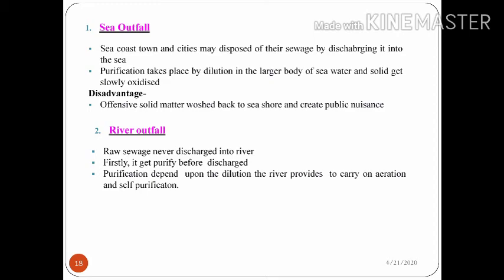Raw sewage should not be discharged into the rivers. The present day practice is to purify the sewage before it is discharged into the rivers. How far the sewage should be purified depends upon the dilution the river provides to carry on the aeration and self purification. Next slide.